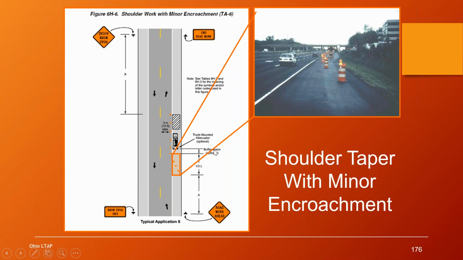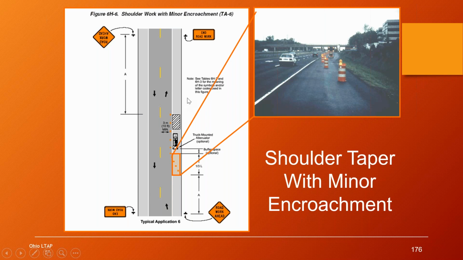So, and it says that right here. If you look on the left here at the typical application, it says 1/3 L is the length of this shoulder taper. So this is called typical application number 6 that deals with shoulder work with minor encroachment, it says. So minor encroachment, meaning that maybe the drums are actually encroaching into the travel lane, maybe by a foot or 2. And so this is an important typical application to put some thought into, especially at the local level.